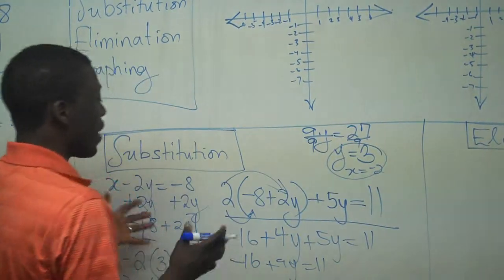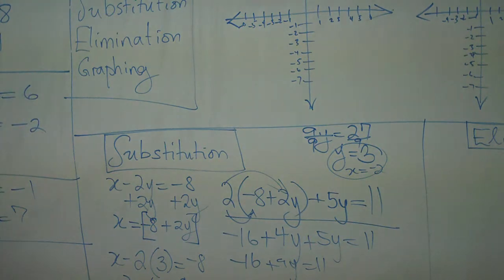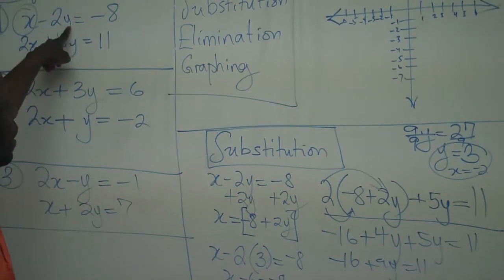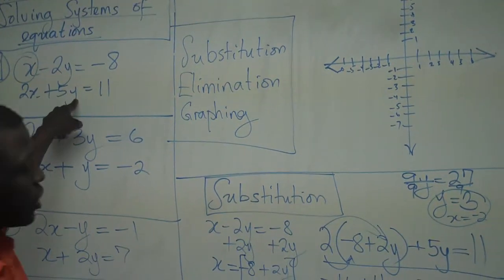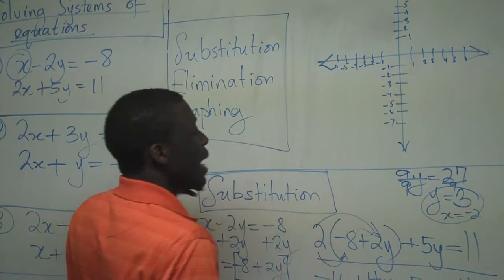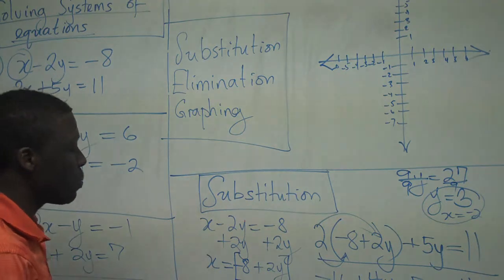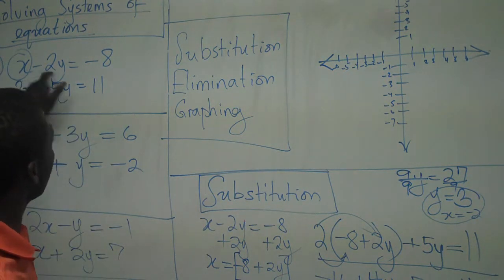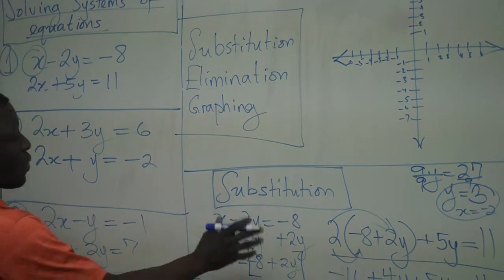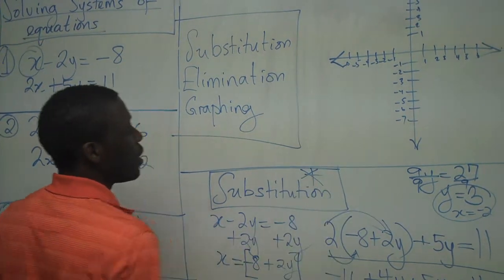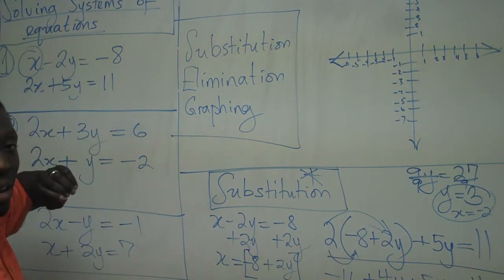If I decided to solve this system by graphing, the first thing I would do is solve for y in the first equation, and then solve for y in the second equation, and then put them on the graph, and they should intersect at a certain point. So let's go ahead and solve for y in this equation. We've solved this using substitution. Now we're going to talk about solving it using graphing.